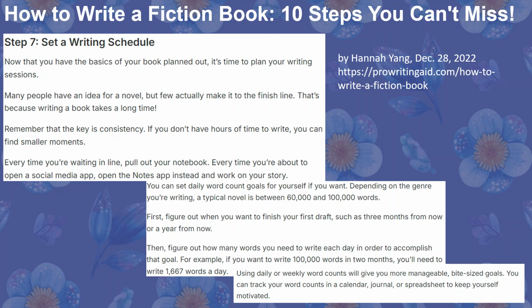First, figure out when you want to finish your first draft, such as 3 months from now or a year from now. Then figure out how many words you need to write each day in order to accomplish that goal. For example, if you want to write 100,000 words in 2 months, you need to write 1,667 words a day. Using daily or weekly word counts will give you more manageable bite-sized goals. You can track your word counts in a calendar, journal, or spreadsheet to keep yourself motivated.